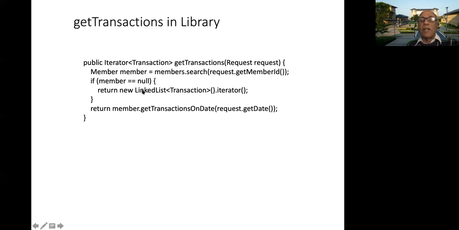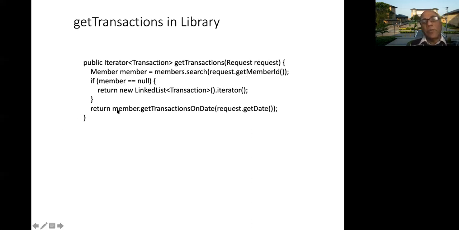Otherwise, if member is null, we create a linked list of transactions that is empty and create or get the iterator for that. So this is a dummy list which doesn't have any elements. We simply don't want to return null, which is generally considered problematic because you have to check for those, and if you don't, you get crashes, etc.